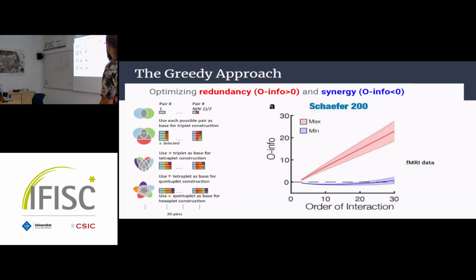And here is an example with fMRI data. It's a system of 200 variables, and we are doing two different optimizations: in red, maximizing the redundancy, the O information when it's positive, and minimizing it for the synergy. We can see that at all orders of interactions redundancy is growing. And in the case of synergy, you can see that the synergy goes up to some order of interactions, and then you cannot find synergy anymore. So that shows that there are some synergies in the brain, but they are confined to specific orders of interaction.